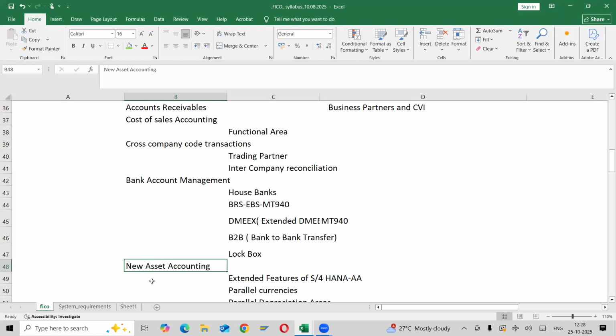Clear? That's the reason I'm focusing more on this particular product, new asset accounting, because 90% of the market now is looking for asset accounting consultants. So I'll cover as much as possible in depth, with the latest business scenarios.